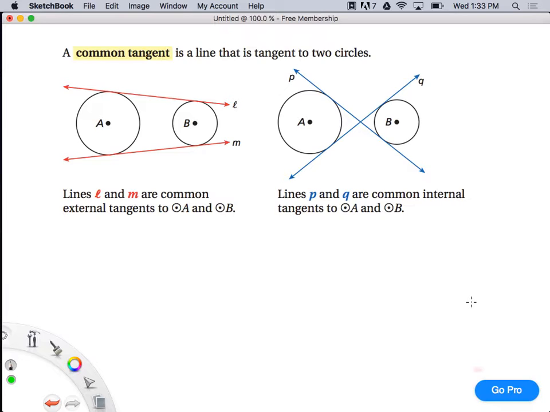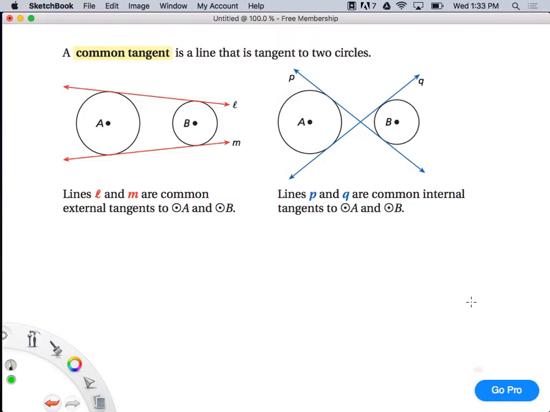This one is called an external tangent, and this one's called an internal tangent. Why do you think this is called an external tangent? It's on the outside. Why is this an internal tangent? It's on the inside. Good job. That's that. So common tangents. These things make sense.